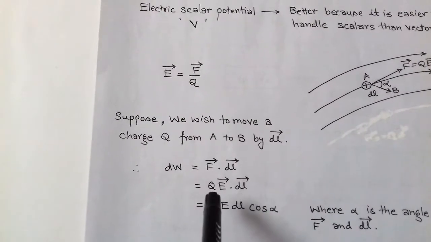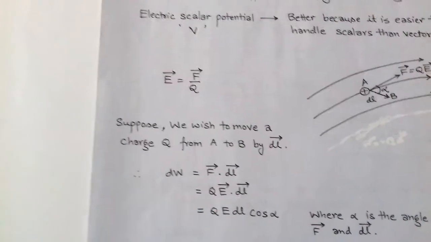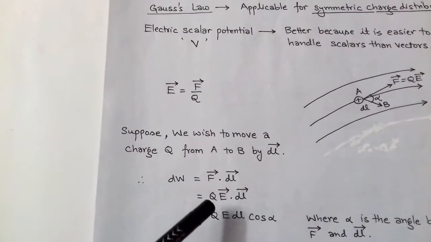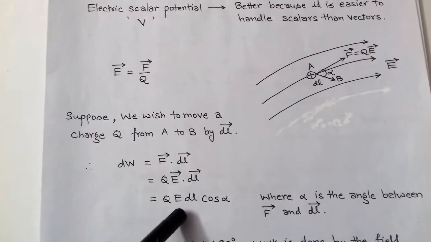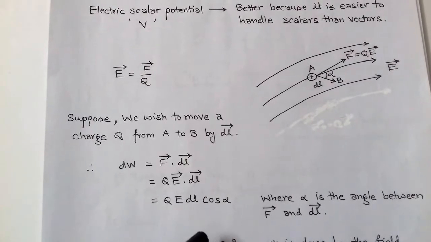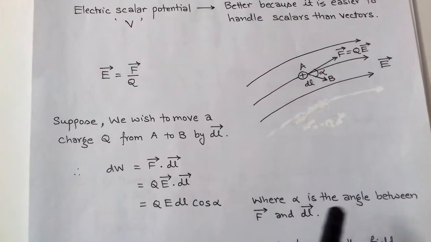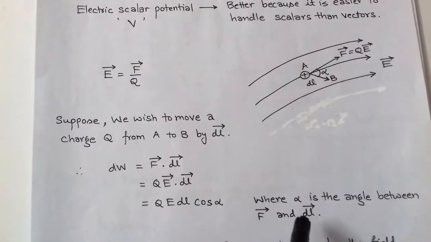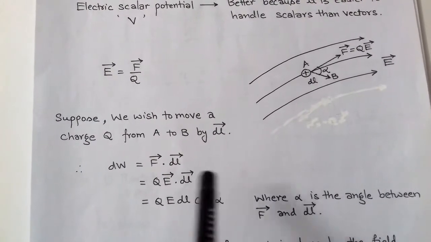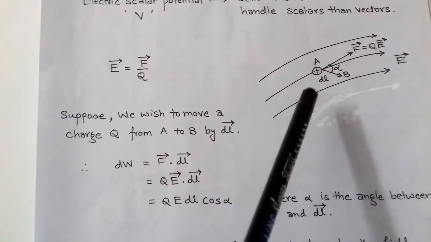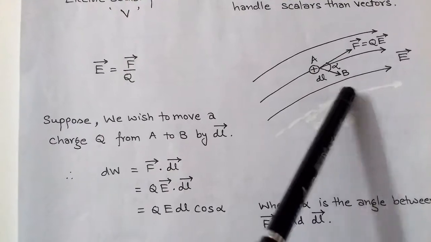Now we know that F equals Q into E. So here the dot product is changed to E dot dl. So applying the dot product, E dot dl vector is equal to E dl cos alpha. Alpha is the angle between the force vector and the dl vector. So this is a small work done from point A to B.